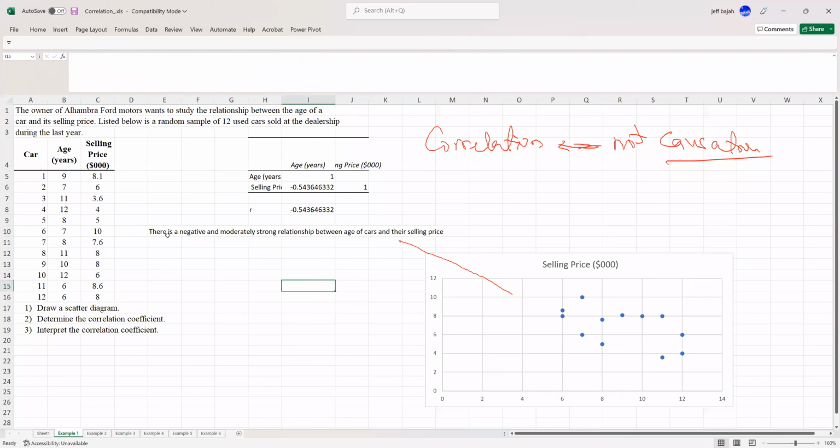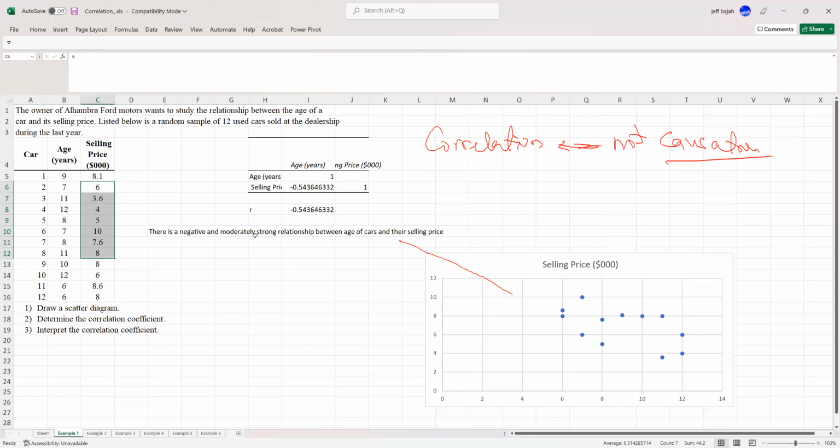Right. So we're saying that it's negative, but it's also moderately strong, right? So what we've done here is, in this scenario, we are saying that this relationship is not that strong, it's moderate, but it's negative. But that makes sense, right? Because the older a car is, the less the selling price of the car would be. So the relationship has to be negative, right?